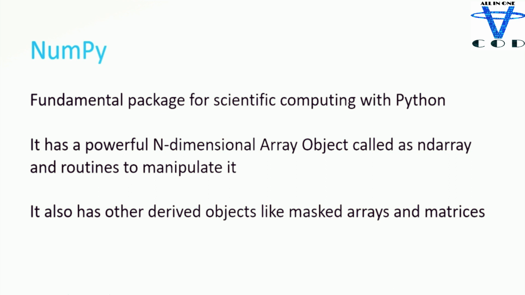Basically, Numpy defines a very powerful n-dimensional array object, or a data structure known as ndarray, and routines to manipulate that ndarray. And as I have already told you, it also has other derived objects like masked arrays and matrices. Try to understand that all the other libraries, without an exception, make use of Numpy for representing the data. So basically Numpy provides the data structure and the calculations associated with that data structure.